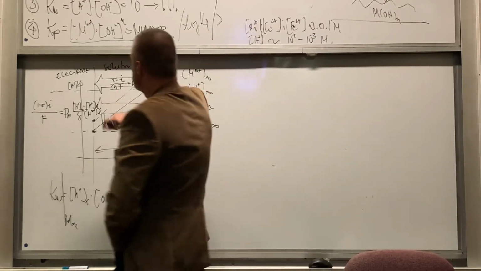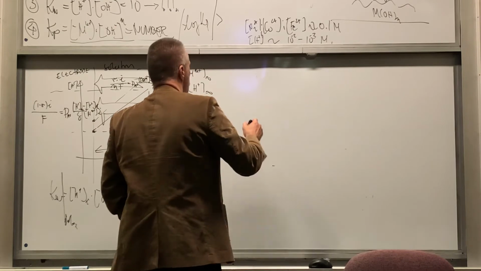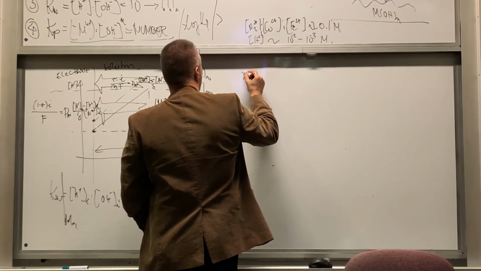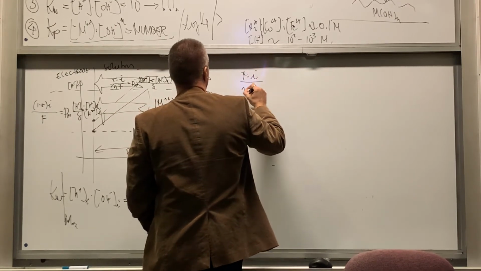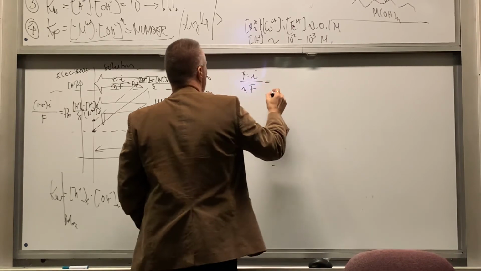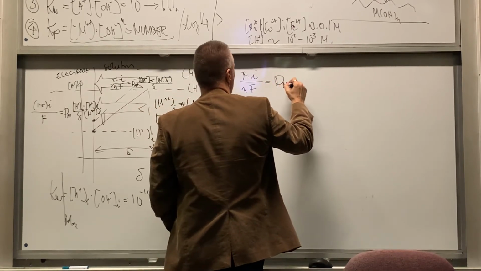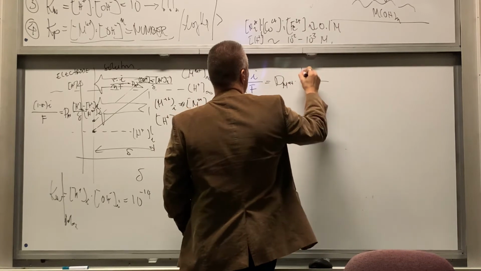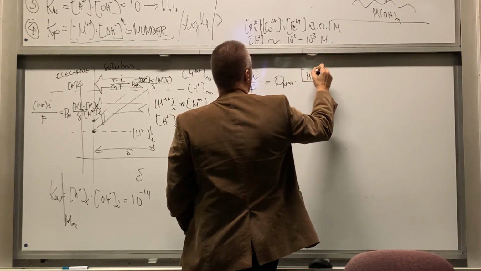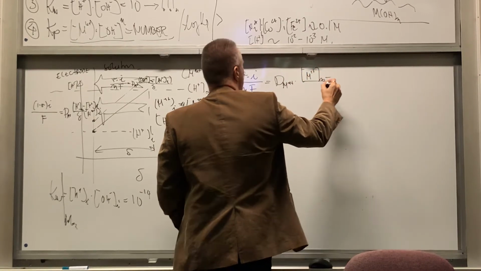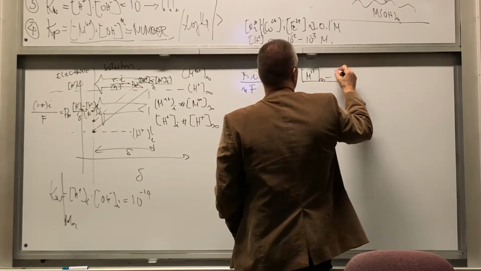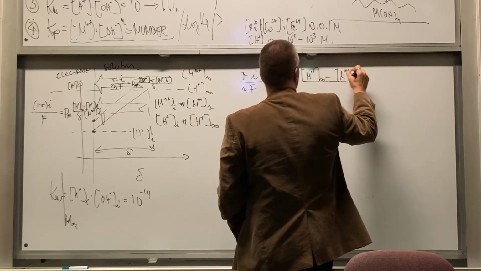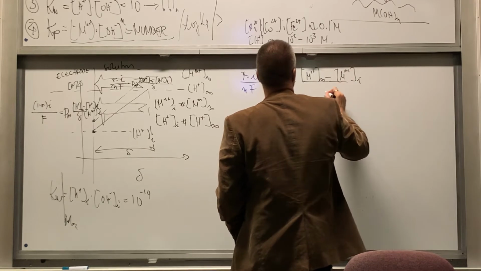So let's create a balance here, which is basically gamma I over NF is equal to the diffusivity of the metal ions times Mn in the bulk minus Mn at the interface, divided by delta, right?